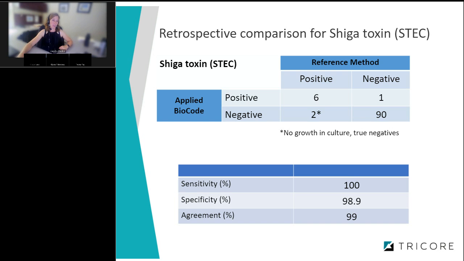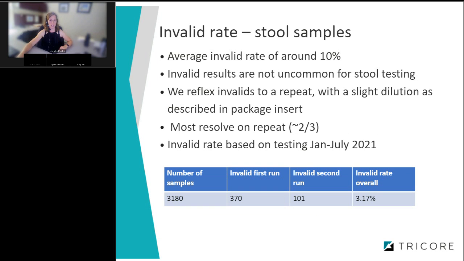And for STEC, we saw a similar pattern where there was fairly good positive concordance. There were 2 negative on Applied BioCode that were positive on the reference method, but these also had no growth in culture, so we determined them to be true negatives. And there was 1 that was positive on Applied BioCode, but negative on the reference method. So given these data, we calculated sensitivity at 100%, specificity at 98.9%, and agreement at 99%.